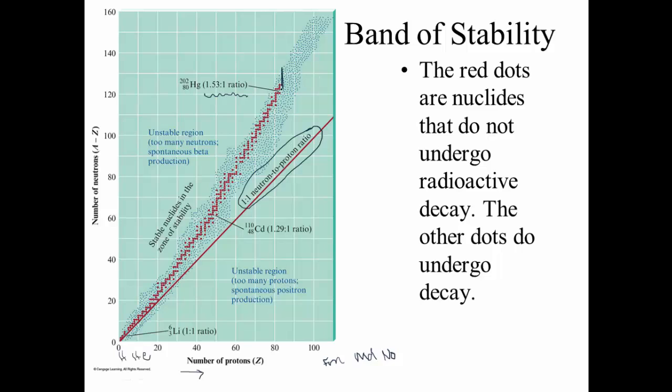And eventually we get to this point right here that's worth noting. There are no red dots beyond this point. That means that there are no stable isotopes beyond element 82. Okay, and we'll talk more about that later.